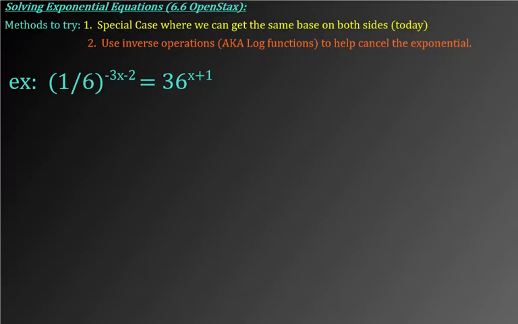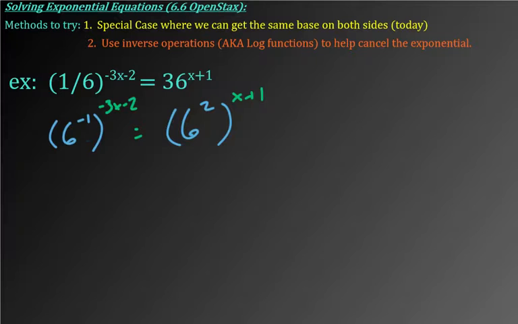So in this one, if you've got a base of 1/6 and a base of 36, probably not too hard to see that we can get these to both be 6 to something, right? So we could write 1/6 as 6 to the -1, and we could write 36 as 6 squared. Then I can just keep all this stuff here.